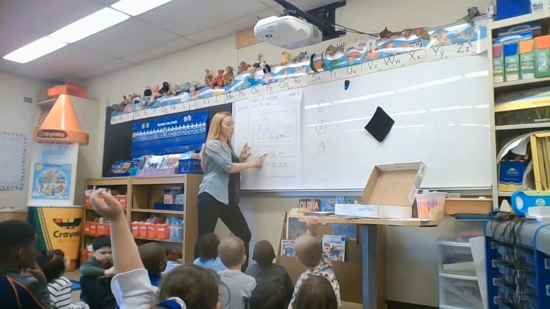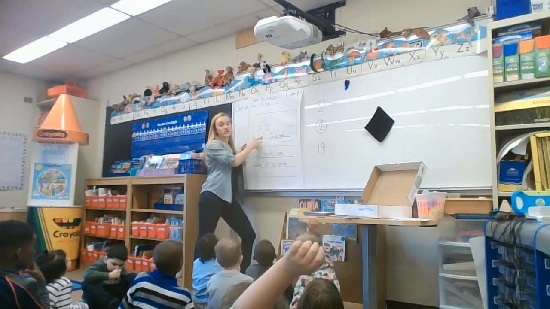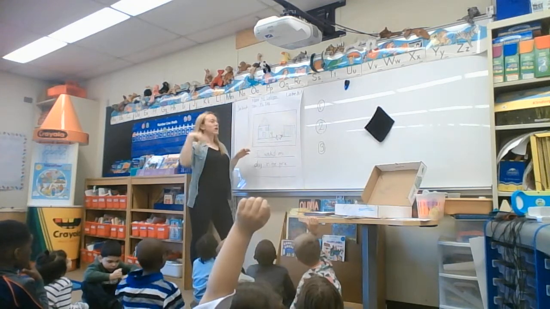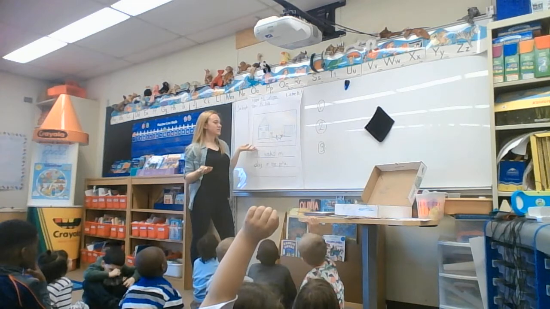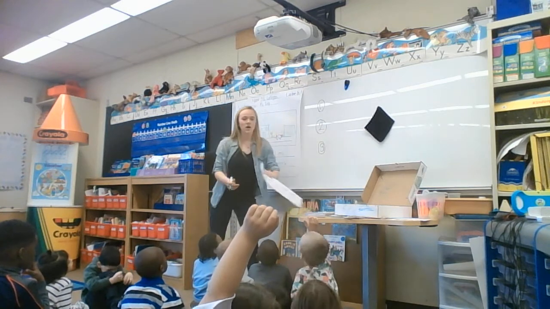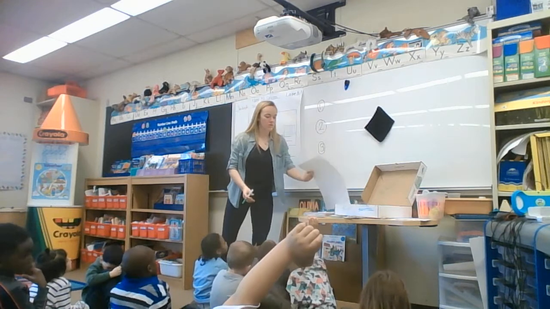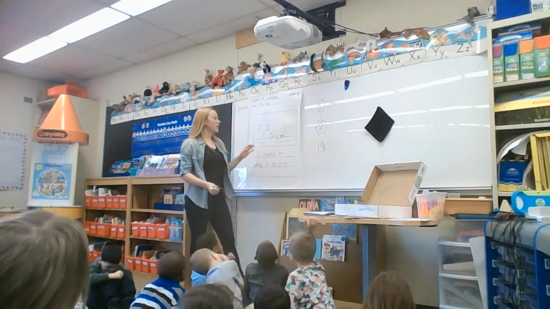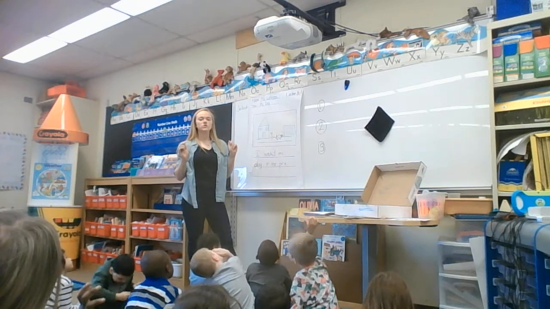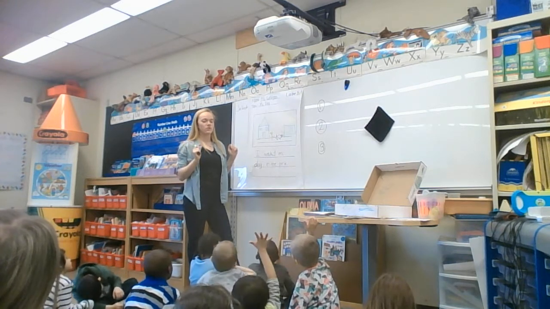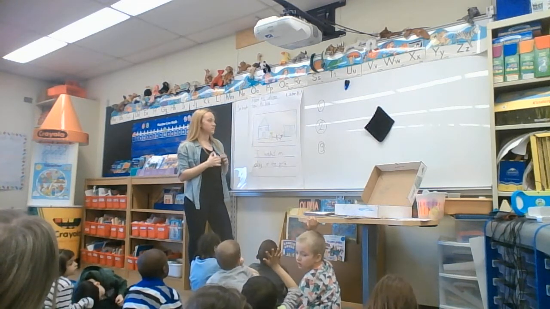Now, first I wrote my story. And then I illustrated my story. But if someone walked in, how would they know what this is? We could use labels. So what should I write? Raise your hand and pick one thing that I need a label for. What could I label?